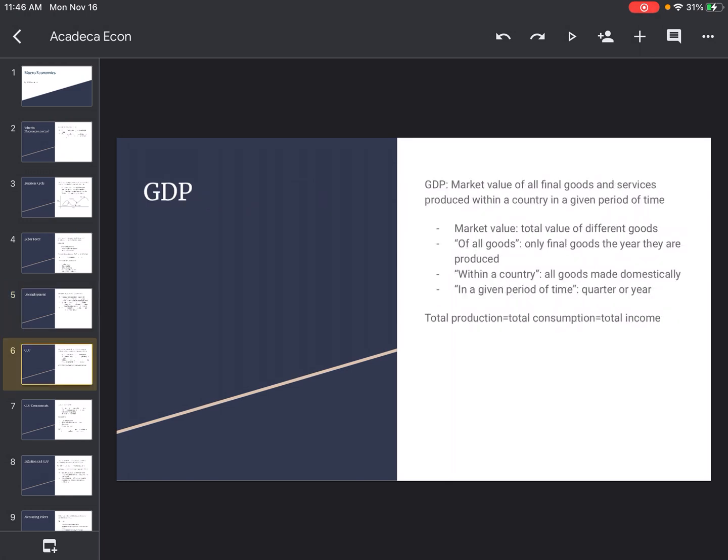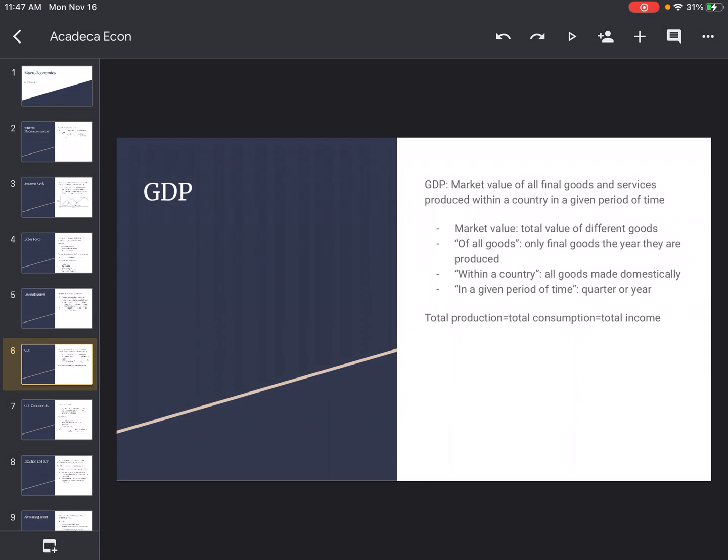GDP. Feel free to pause if I go too fast. GDP is the market value of all final goods and services produced within a country in a given period of time. In terms of that definition, there's a lot, I guess, to break down. The market value is the total value of different goods within a certain area, the dollar value, of course, of all goods. That only includes the final goods, and capital goods are counted the year that they're produced. So nothing before or after a particular time.